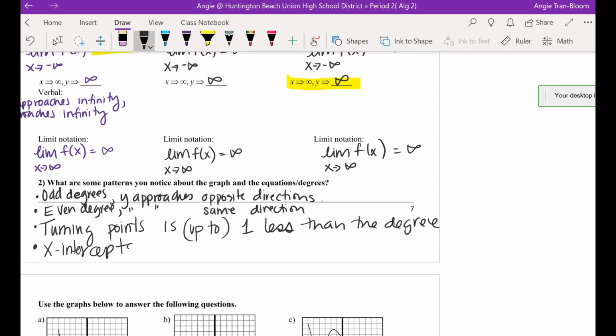By the way, guys, x-intercept is the same as real roots or real solutions, okay? They are used the same way. X-intercepts, real roots, are no more than what? Than the degree, or up to, okay? Perfect. So those are the patterns. That's why we did so many, so you can come up with the pattern.